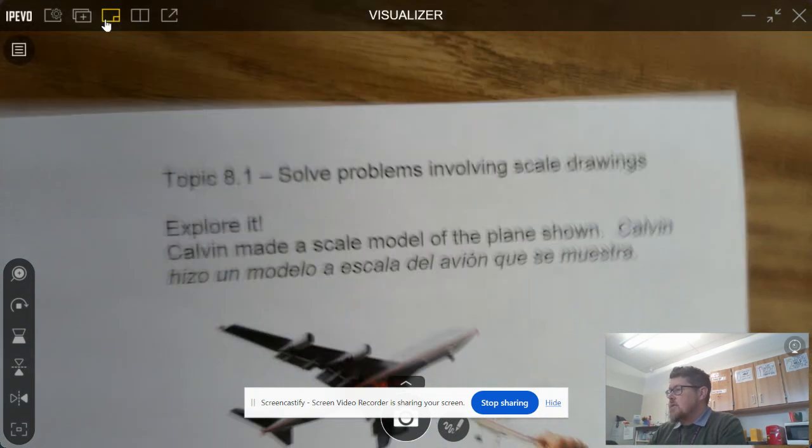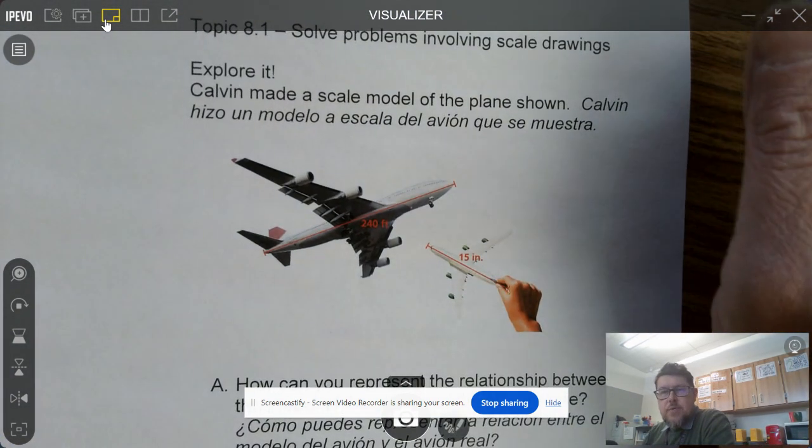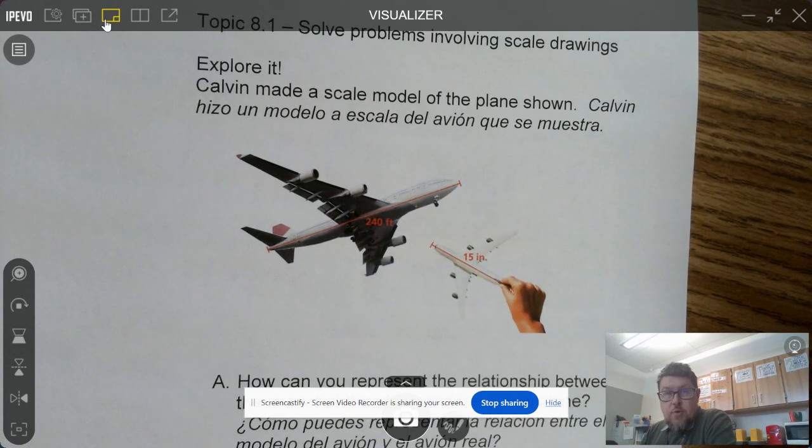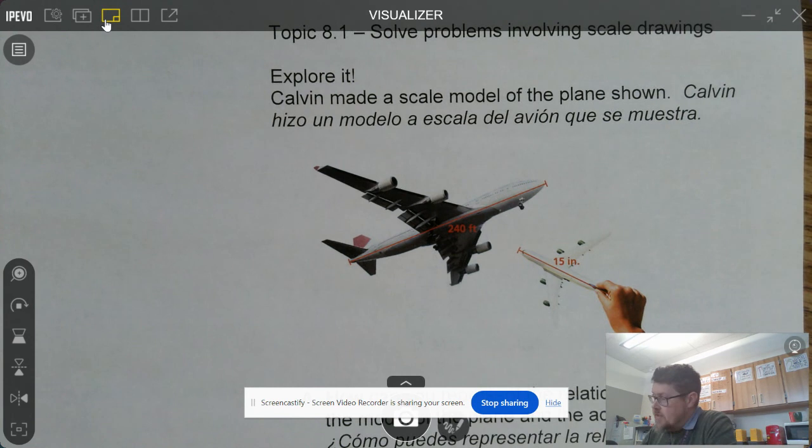A lot of times you'll see this with blueprints when you're looking at a house or something like that. If you're an architect, you will make scale blueprints all the time. In construction, you'll use these all the time. You might be making them in construction as well.